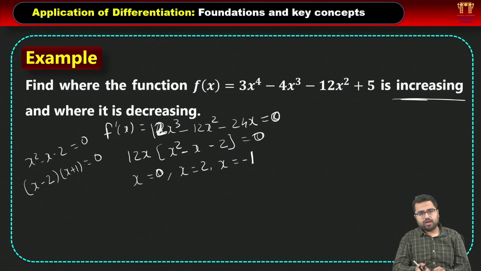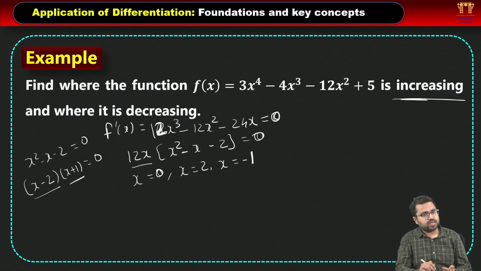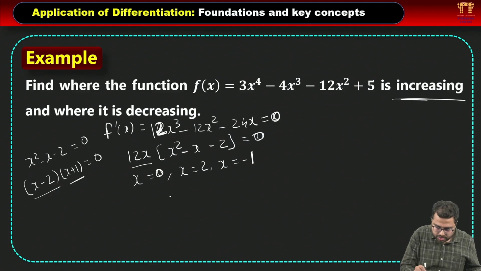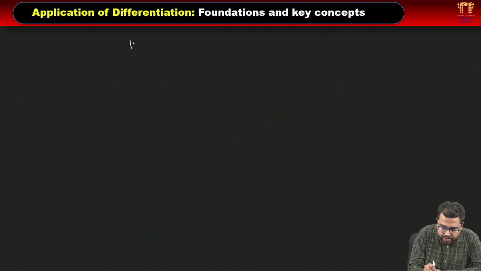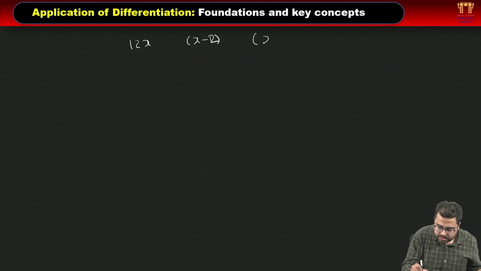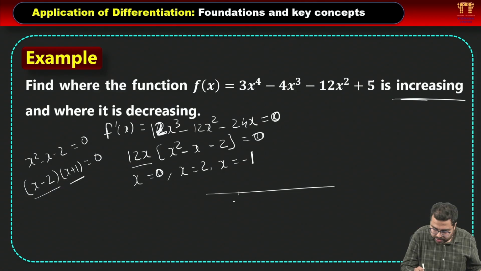These three critical numbers divide the whole real line into 4 subintervals. On those 4 intervals, you have to check the sign of the factors 12x, x minus 2 and x plus 1, in order to check whether the function is increasing or decreasing. So we will check the sign of these factors, and the intervals are split at minus 1, 0 and 2.